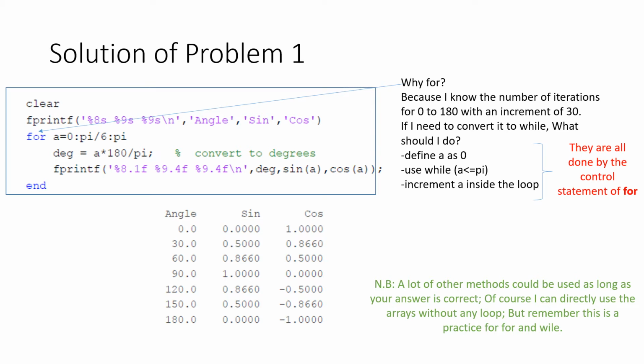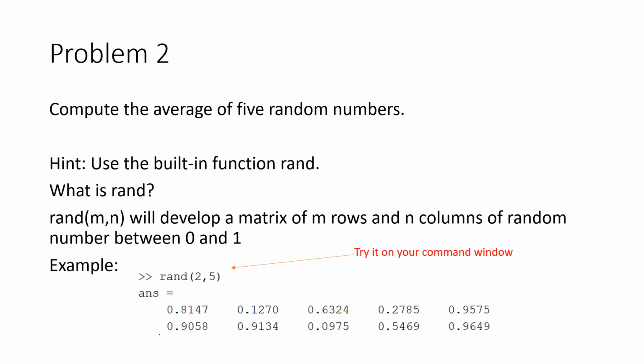So you can use while, but instead you should define a before the loop. Define here increment a by pi over 6, and the condition will be while a is less than pi. You can also do this using a lot of other methods, but this is the simplest one. And here you should use fprintf to print out the answer. So this is how you can satisfy the first question. Sorry, I have switched the question with the answer.